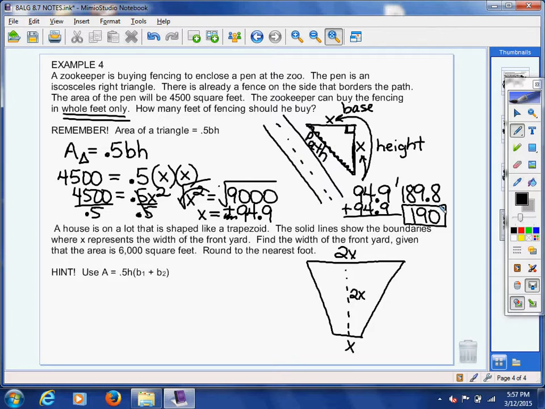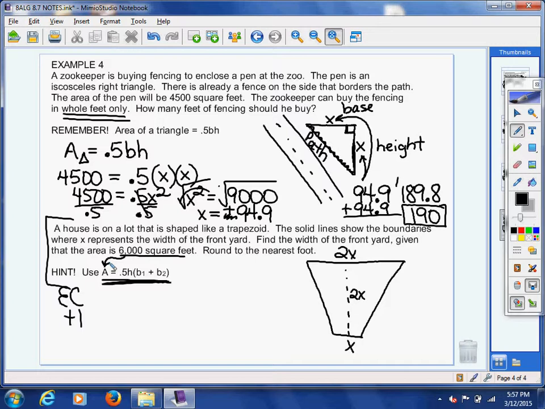Okay? So anyway, there you go. I just did one for you. I'm going to leave this one as extra credit for you. Try it. I gave you the formula, how to plug it in. I even provided the area. So you can plug that in, see what you can do, find out what the x is, and round to the nearest foot. That's what it's telling you to do.